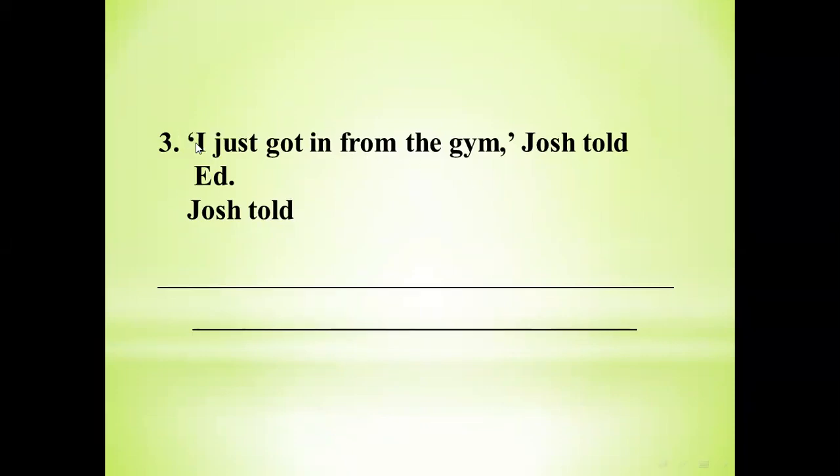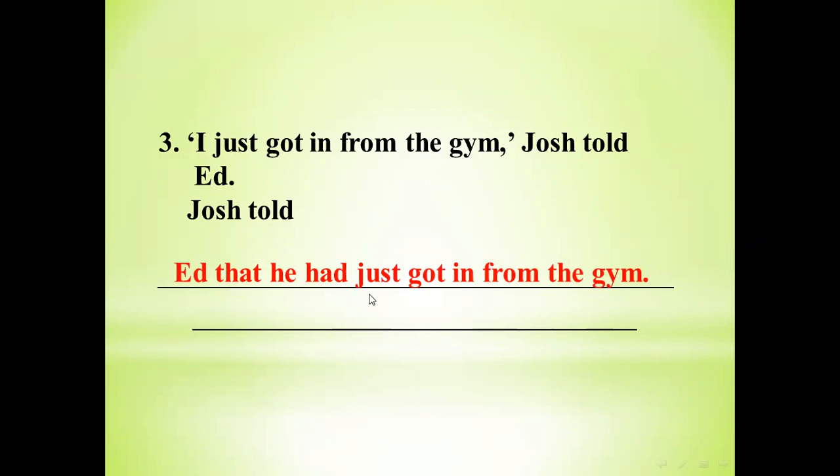This is the direct speech. Here we have a quotation mark, okay? So how can we change this direct speech into indirect speech or reported speech? You will say, Josh told, told who? Told Edward or Ed, okay? That he had just gotten in from the gym. Why do we change got into had got? Because got here is past simple. But when reporting, the past simple got changes into had got, which is past perfect. In direct speech the verb is past simple; in reported speech it changes to had got, the past perfect.